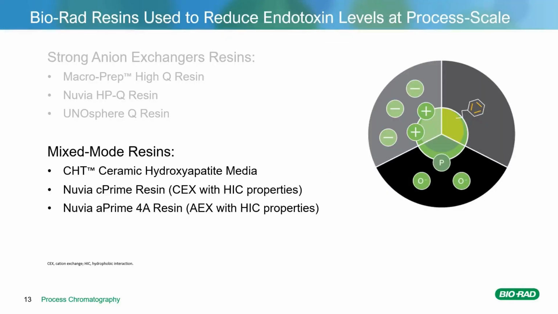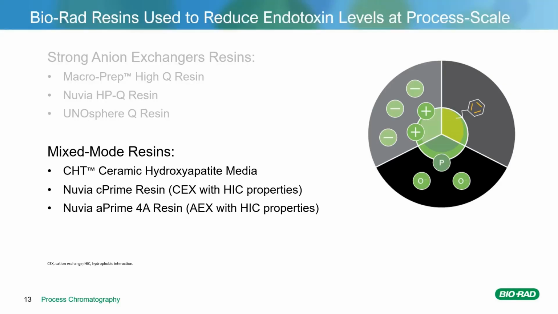Another useful tool for endotoxin removal is multimodal or mixed-mode chromatography, which combines 2 or more modalities of interaction, such as ion exchange, hydrophobic interactions, size exclusion, and hydrogen bonding, into one resin or membrane support. Bio-Rad offers several resins that have been successfully demonstrated to deplete endotoxins from biotherapeutic solutions. These include ceramic hydroxyapatite media, or CHT, featuring metal affinity and cation exchange, along with Nuvia C', a weak cation exchanger and hydrophobic interaction resin, as well as Nuvia A' 4A, a strong anion exchanger and hydrophobic interaction resin.